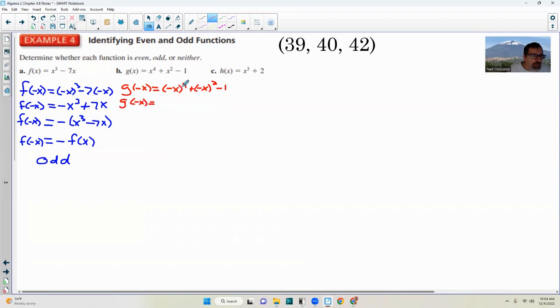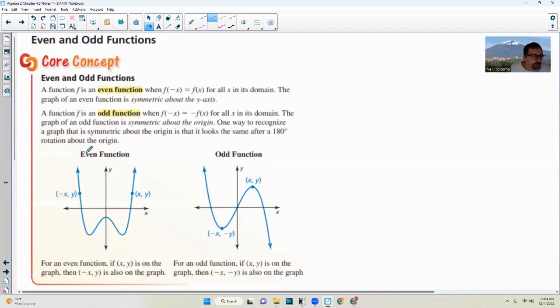Think of negative x to the fourth as negative times a negative times a negative times a negative. And since it's even, it's going to become positive x to the fourth. Same with this one, it's even, so it's going to remain positive x squared minus 1. And so now I have g of negative x equals x to the fourth plus x squared minus 1, and that's what we started with. And therefore, this is an even function because g of x equals g of negative x. So if f of negative x equals f of x, then it is symmetric about the y-axis, and it is even.